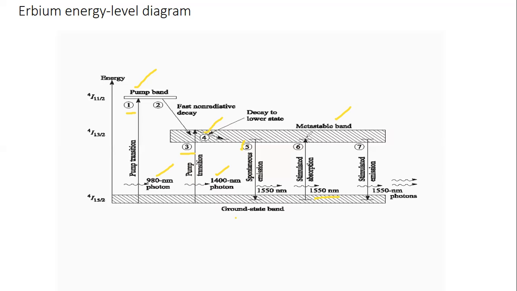Now the electrons excited from the ground state to the metastable state after stimulated absorption then get back to the original ground state or lower energy state, and while doing so emit photons having a 1550 nanometer wavelength. So this is the basic mechanism that is happening inside the amplifier.